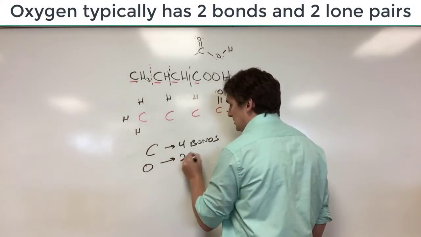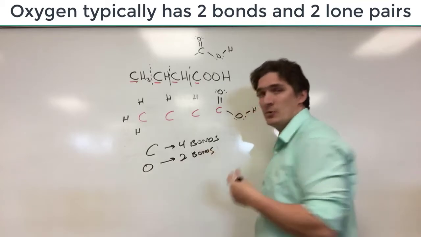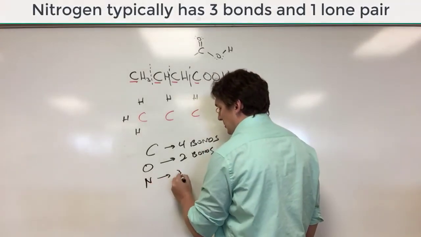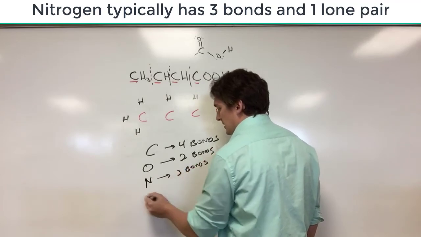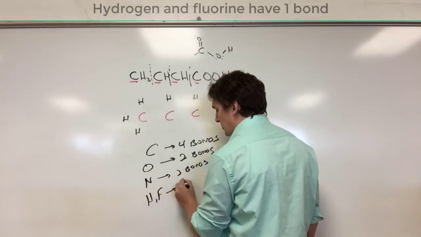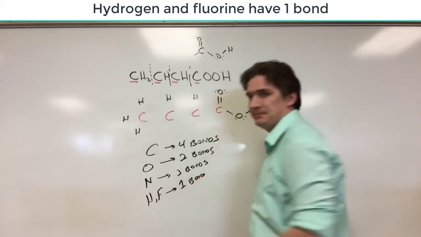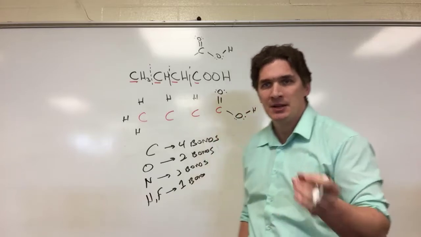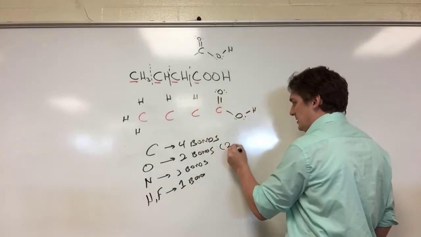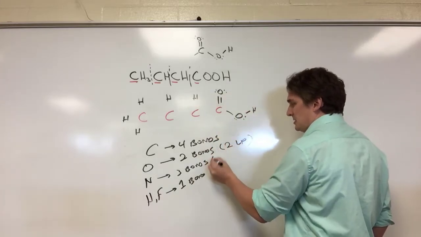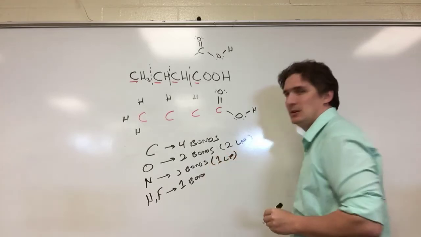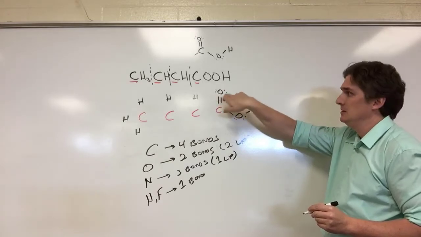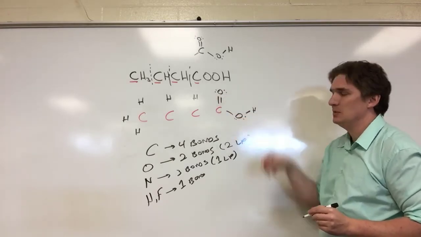Oxygen always has 2 bonds. Nitrogen always has 3 bonds. And hydrogen and fluorine always have 1 bond. So as long as we have these numbers, it will always work out. Now the other thing about oxygen and nitrogen, 2 lone pairs on oxygen, 1 lone pair on nitrogen. And so you can see with this oxygen up here, 2 bonds, 2 lone pairs, 2 bonds, 2 lone pairs.